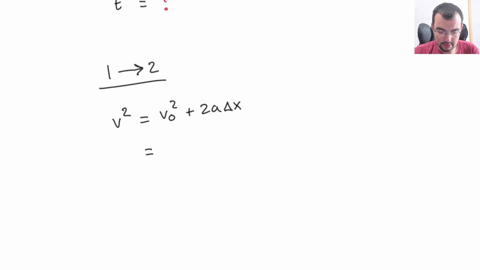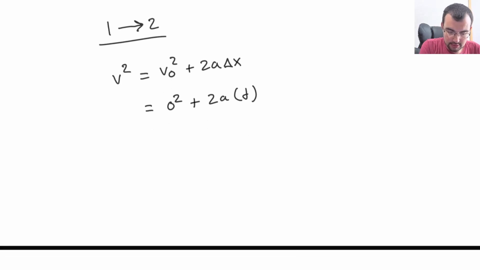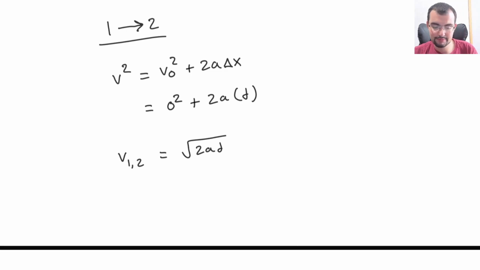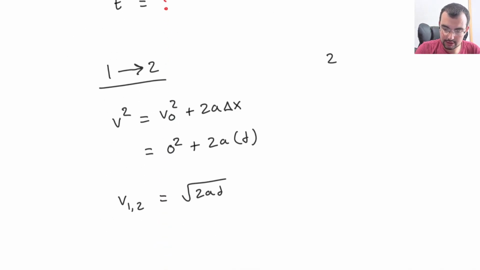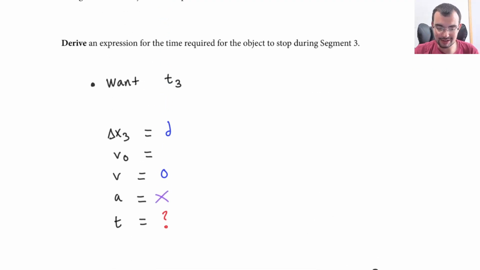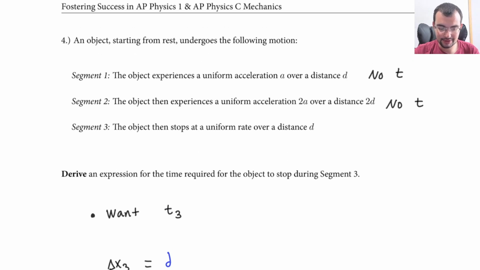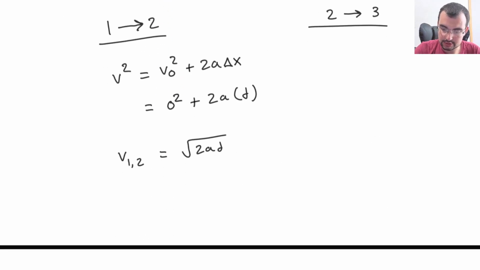We started from rest. Our acceleration was a over a distance d. So this means the velocity at the 1-2 transition would be square root 2ad. Now we can link it up again, where we do the same idea. Look at our velocity from 2 to 3. Because now we figured out the initial velocity in segment 2. It's just going to be the starting velocity, or ending velocity of segment 1 is the starting velocity of segment 2. So we can just do it again.